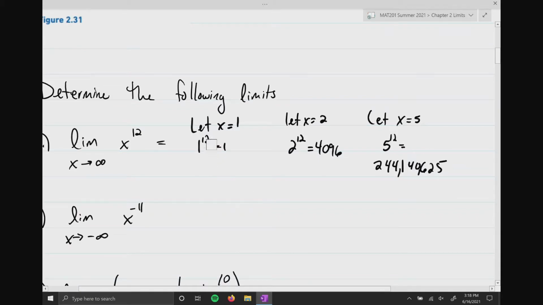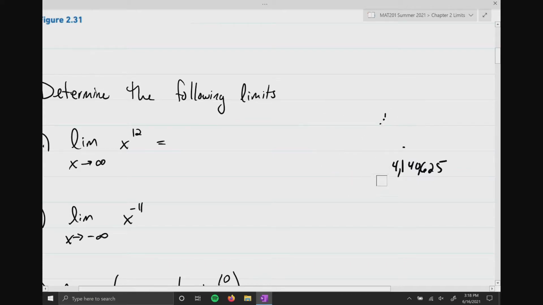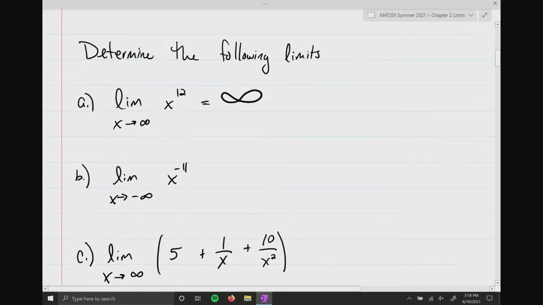So what ends up happening with this first example is that as x goes to infinity, we know the values of x are just going to get larger. And if you keep taking large numbers and you raise them to the 12th power, you're going to get further large numbers. So the answer to this limit is just infinity. It's going to go to infinity.